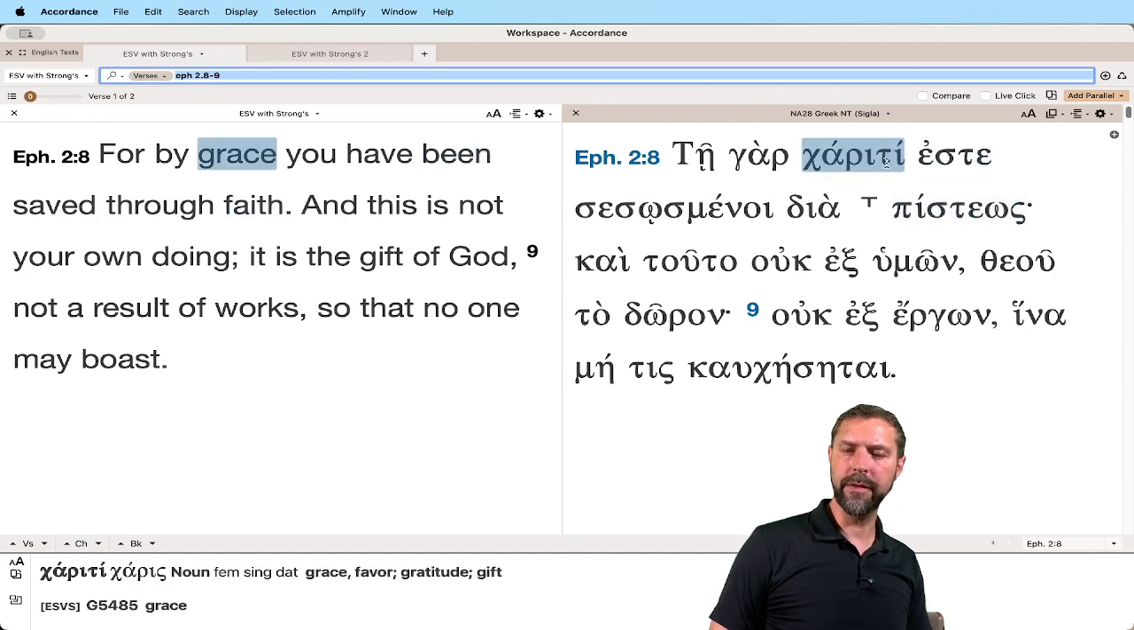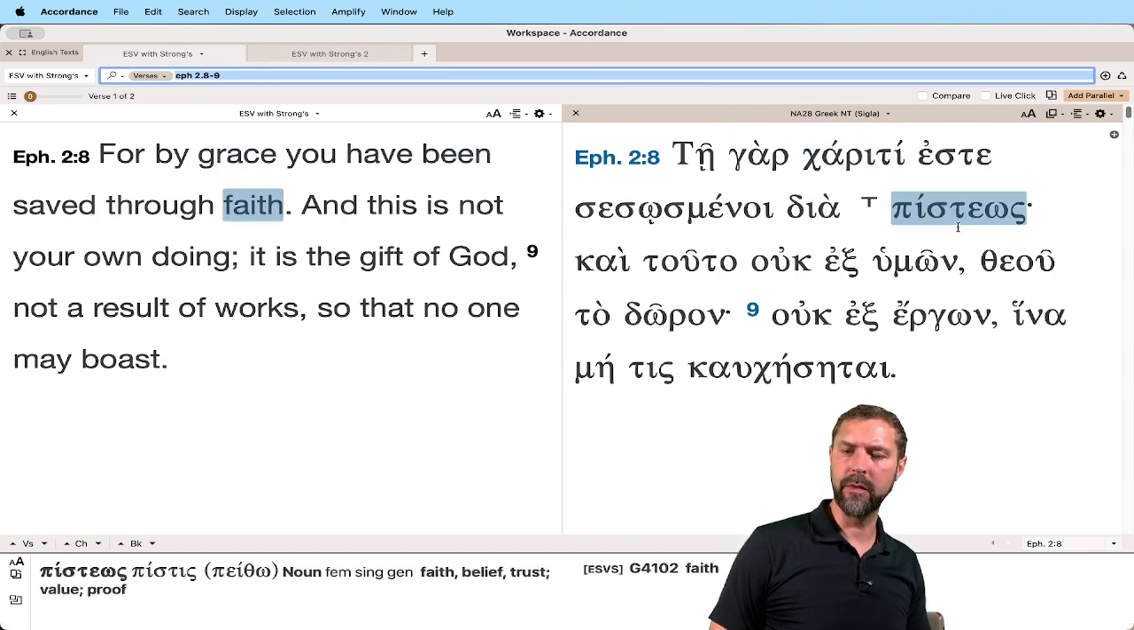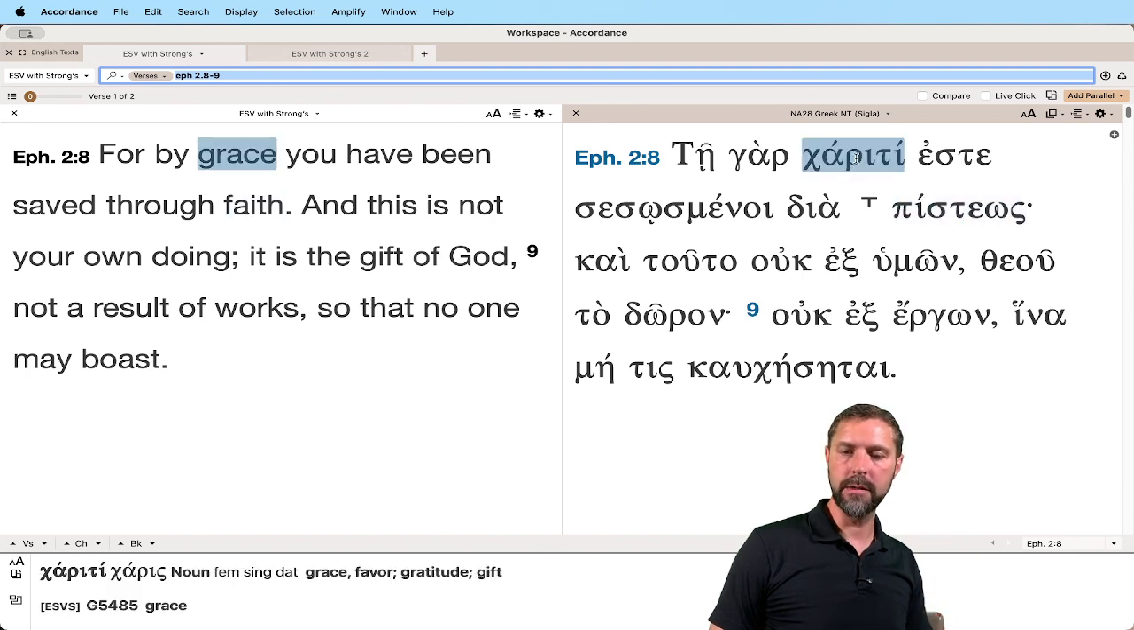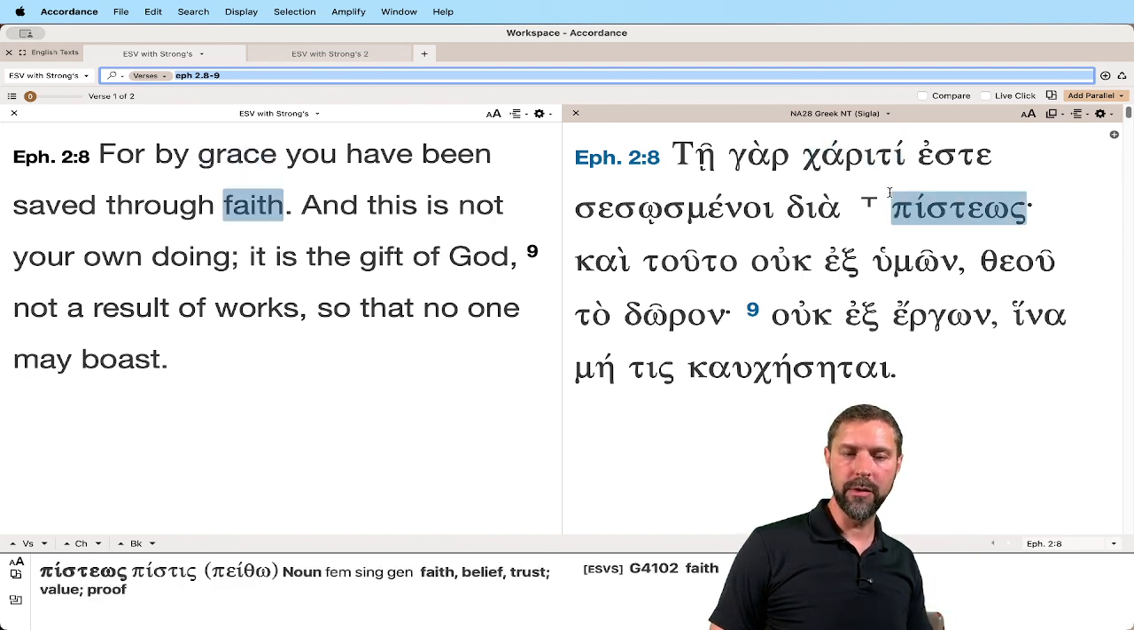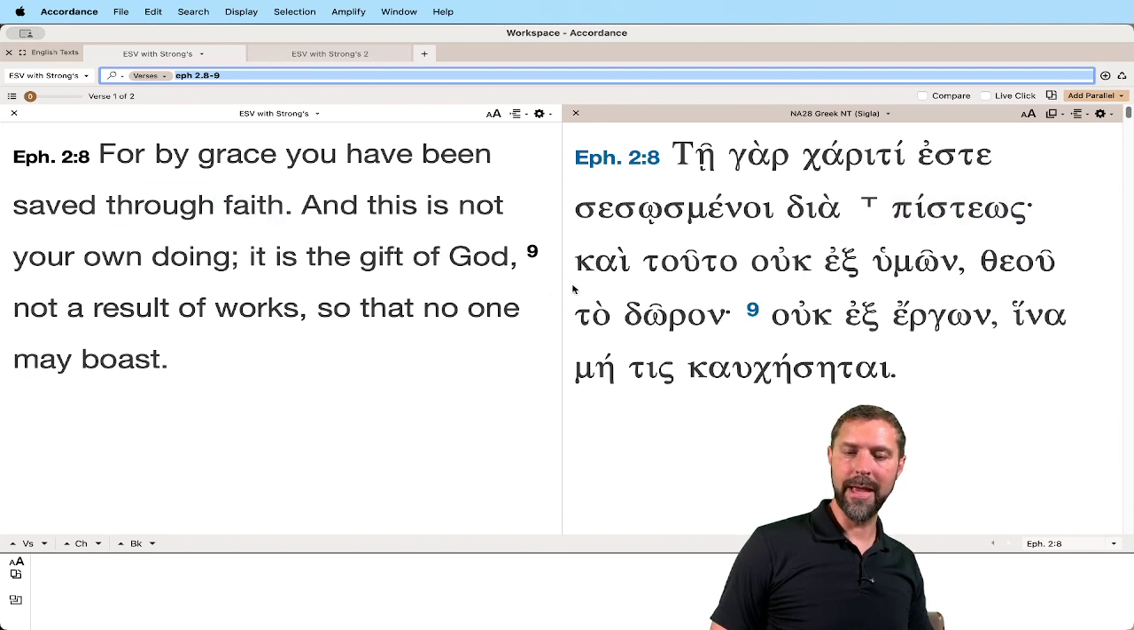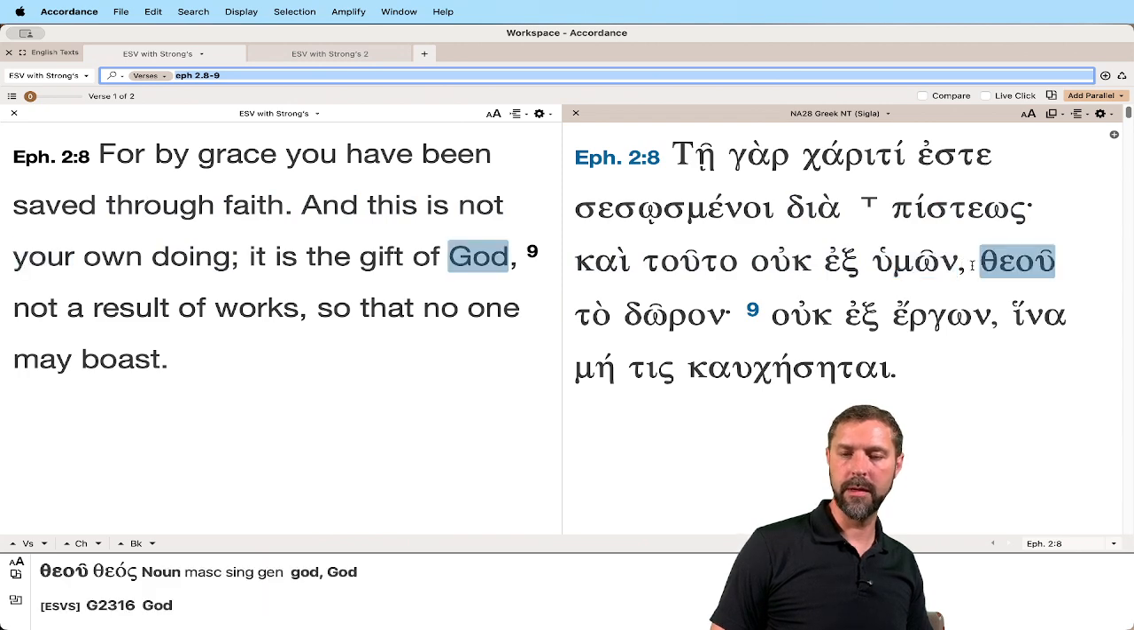So for by grace you have been saved through faith. Now, these are a different kind of feminine. And so if you're looking at them and you're trying to figure out what the ending is and where to place it, don't do that just yet. This is called a third declension noun. It'll come in the future. For now, what you can just know, these are both feminine nouns. So for by grace and by faith, or through faith, both feminine. What follows, and this is from God. It is the gift of God.